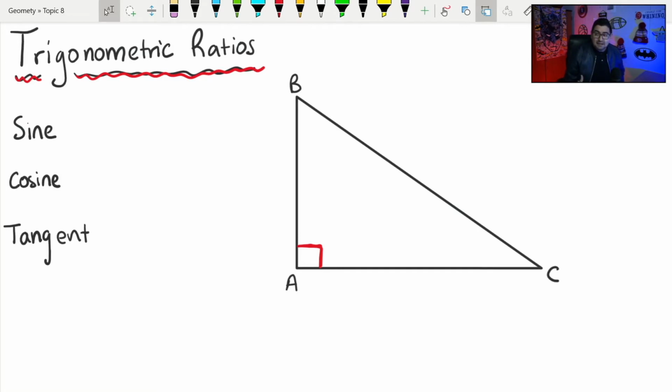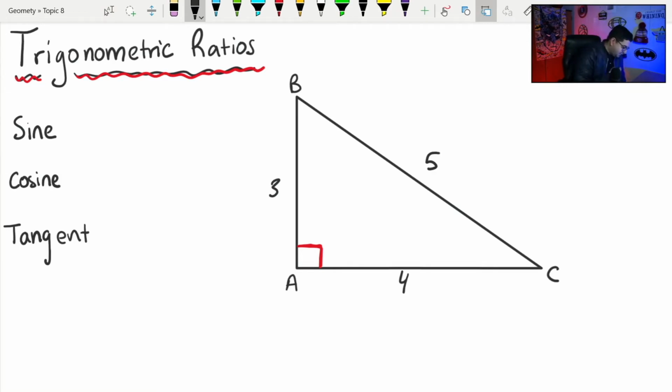Depending on whether it's sine, cosine, or tangent, that's going to decide which sides we're actually including in our fraction. Sine, cosine, and tangent are all ratios that refer to a certain angle, the acute angles to be more specific, so C and B in this case. So let's first talk about what sine, cosine, and tangent are. Depending on which angle you're looking at, the sides change, but we're just going to give you the overall general description of what each of these does.